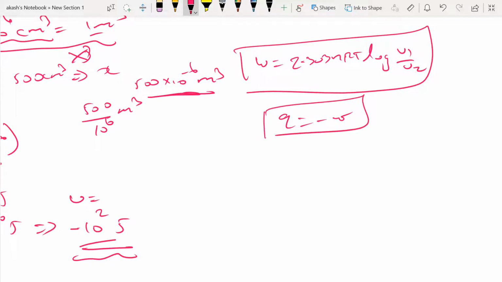Sir, how do we calculate log of 1 upon 10? Yeah, you can use log 1 is 0. Log 1 value is 0. Sir, then what about log 10? Okay, log 10 value is 1.